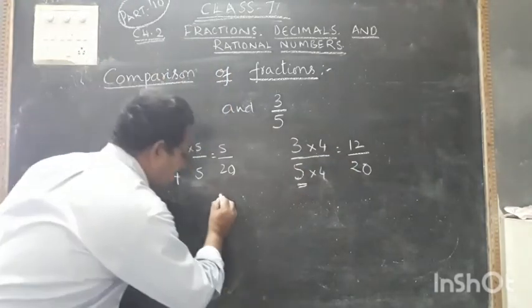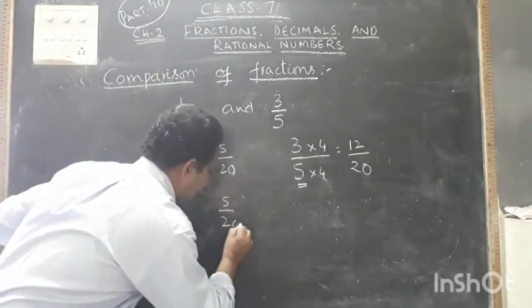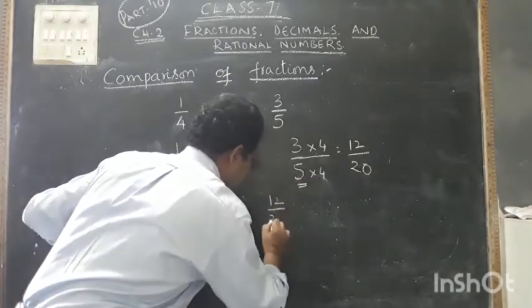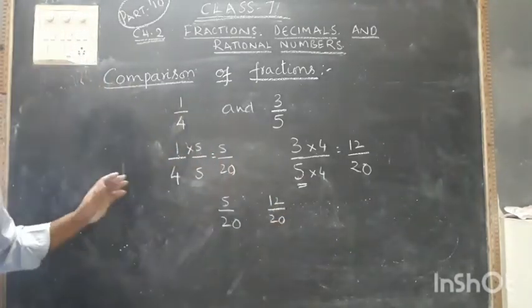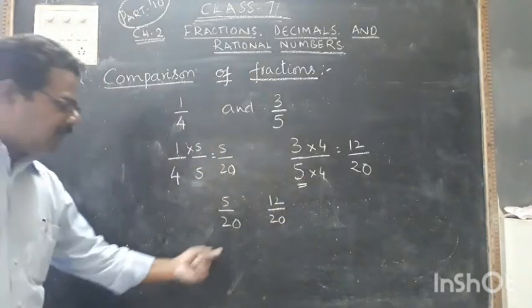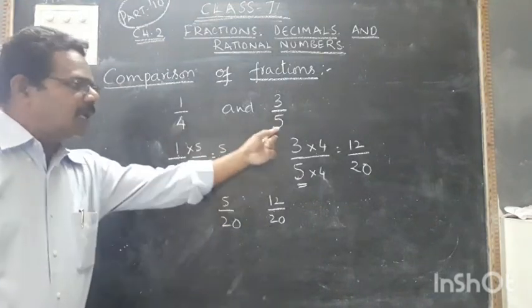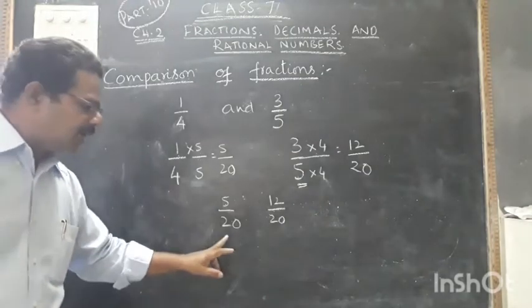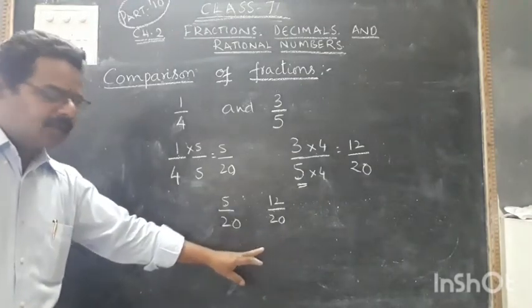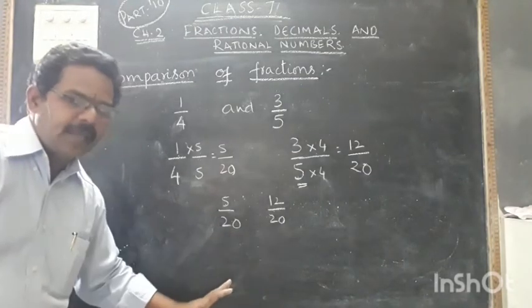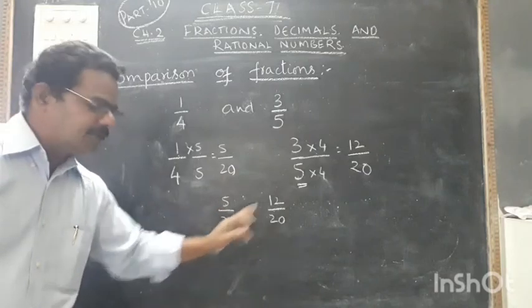Now you can compare 5 by 20 and 12 by 20. Which one is bigger? Easily you can identify. Why? Because these two, we converted them into like fractions. These were unlike fractions. They are converted into like fractions. Understand? So in like fractions, the denominators are the same. Then you have to compare the numerators.